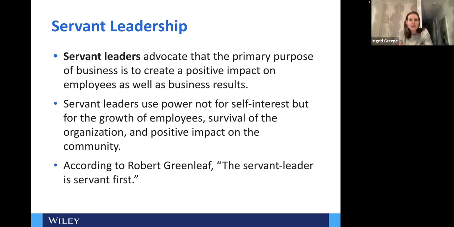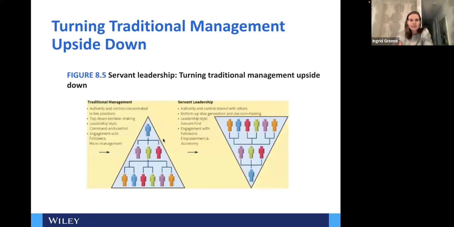So they use power not for self-interest, but for the growth of the employees, survival of the organization, and a positive impact on the community. Robert Greenleaf was the founder of this idea where the servant leader is servant first. So again, I think of this as, the leader is here to serve their employees. And there's a chart here of traditional management with the leader on top, but servant leadership where he goes on the bottom and he supports the others.